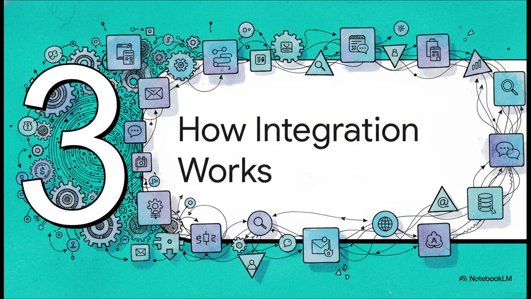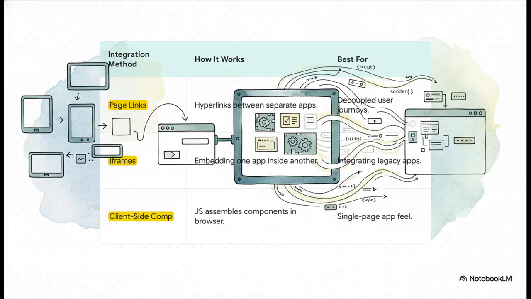Okay, so the big question you're probably asking right now is, wait, how do you actually stitch all these independent apps together? That is the question, right? And the book gets into several really cool ways to do it. So what this shows us is that there's no single correct way. It's all about picking the right tool for what you're trying to do. The simplest way? Just good old-fashioned page links connecting totally separate apps. Then you've got iframes, which are amazing for kind of boxing in an old legacy app or a third-party tool without having to rewrite it. But for that really slick, modern single-page app feel, you're looking at client-side composition. And that's really just a fancy term for using JavaScript to pull all the different pieces together right there in the user's browser. The main takeaway? It all depends on what you need.